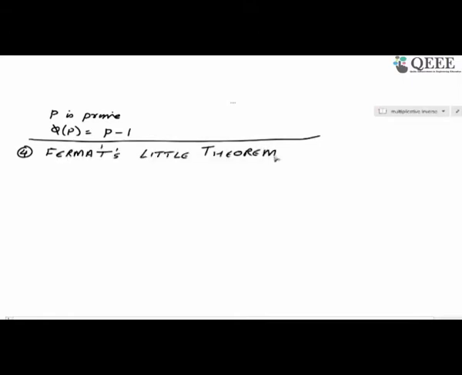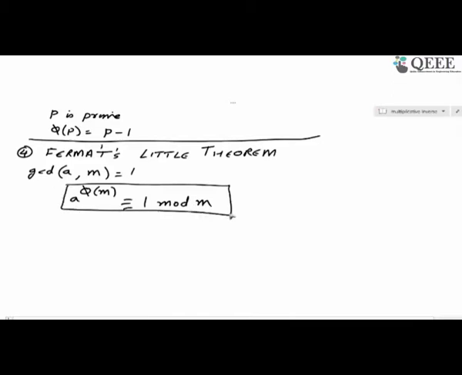Fermat's little theorem. So what we said was that suppose we had some A and some M such that the GCD of A and M is 1. It means that A and M are co-prime or relatively prime to each other. Then we said that A to the power of phi of M is congruent to 1 mod M. Right? This is a very, very important theorem for us.